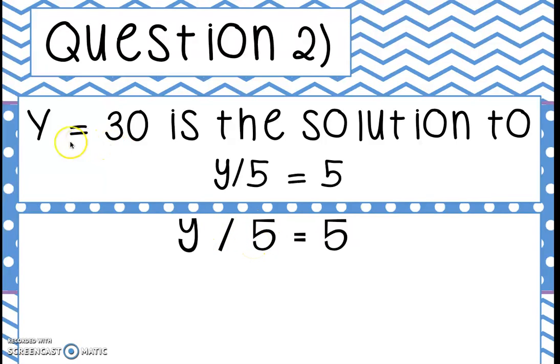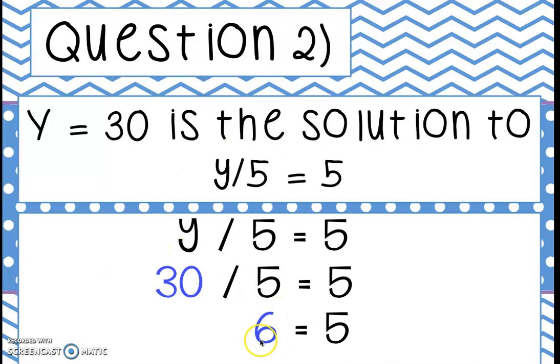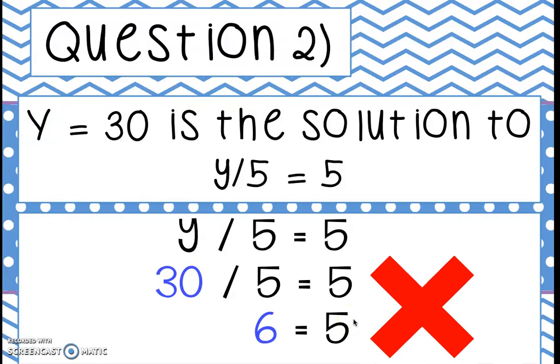Now they tell us that y equals 30, and we're going to substitute everywhere we see a y, we're going to substitute a 30. So instead of y divided by 5, we're going to substitute it with 30 divided by 5. And now we just solve. 30 divided by 5 gives us 6. And this side didn't change, so it's just going to be 5. Now we have to ask ourselves, does 6 equal 5? No, it doesn't.